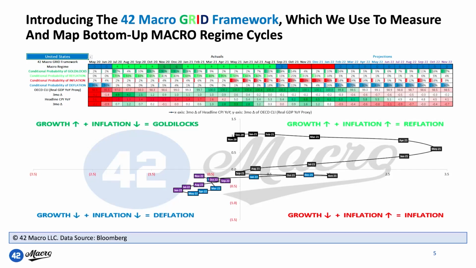The two variables that determine what GRID regime you're in are the impulse in growth and the impulse in inflation. Notice I said the impulse, the rate of change, not the level of growth or the level of inflation. That is irrelevant information, generally speaking, to the market in terms of our backtesting process, and not just ours. Most professional investors would have concluded that by now.